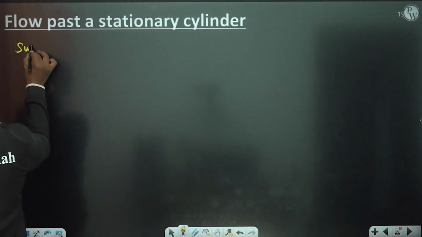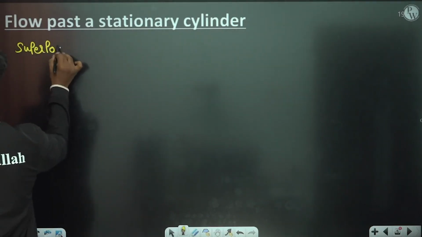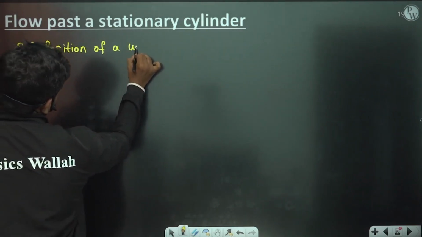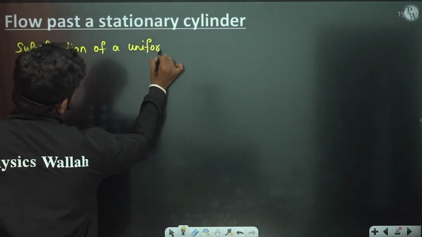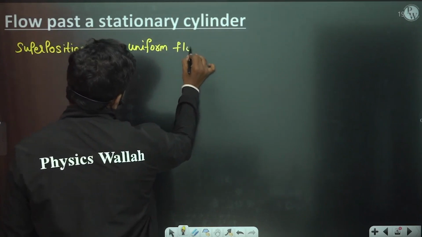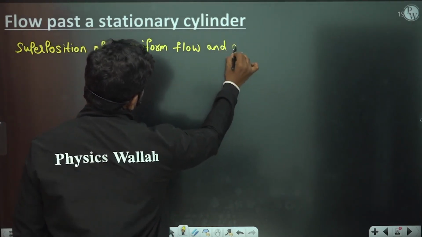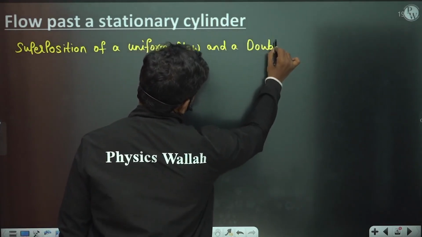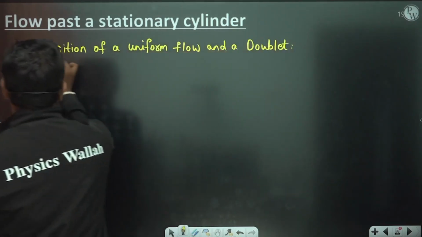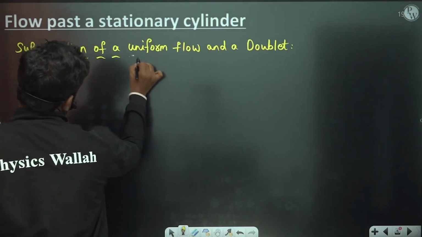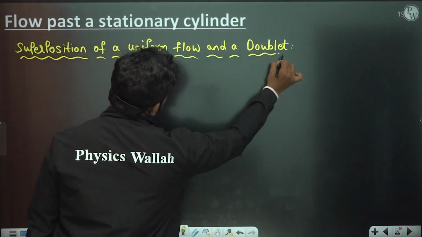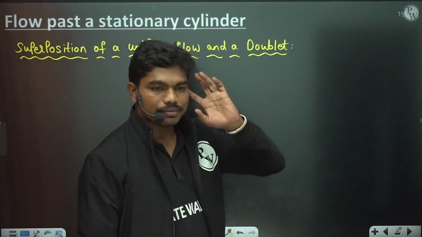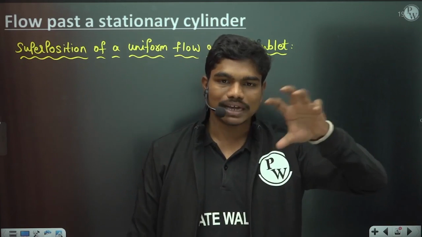superposition of a uniform flow and a doublet actually. Okay, and a doublet. This is one very important case here, superposition of a uniform flow and a doublet. Okay, so we'll see why this can be seen as a situation of flow past a stationary cylinder.